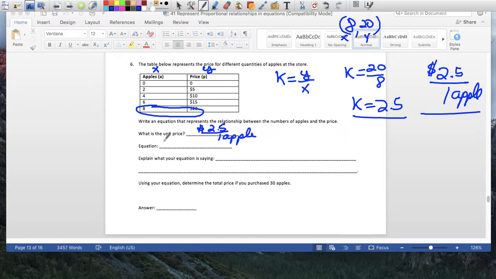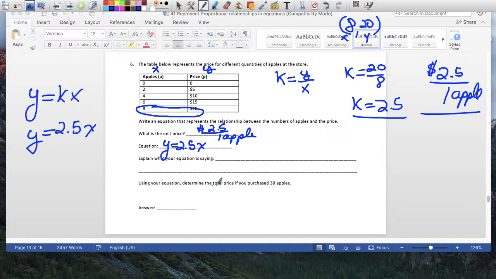Well, my equation is going to come in this format. Y equals kx. And we need to find out what k was, and we did, which is 2.5. So y equals 2.5x. It makes sense. It's $2.5 for every apple that we buy. What is your equation saying? Well, exactly what I said. Y, which represents the total price, is equal to $2.5 times the number of apples I will buy.